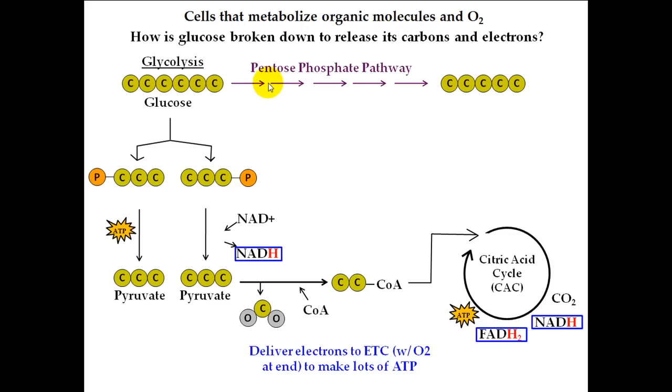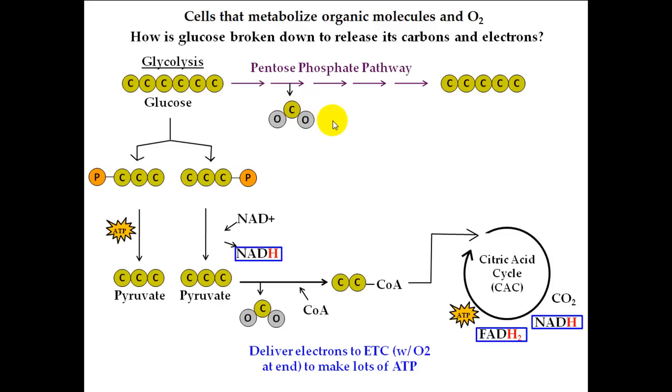Some of the other things that are generated by the pentose phosphate pathway include this. So you might be wondering, where did that 1 carbon go? Glucose has 6 carbons. This molecule now only has 5. Where did the 6th one go? It turns out that it's released during the pentose phosphate pathway as a molecule of CO2. So that's where that carbon atom went.